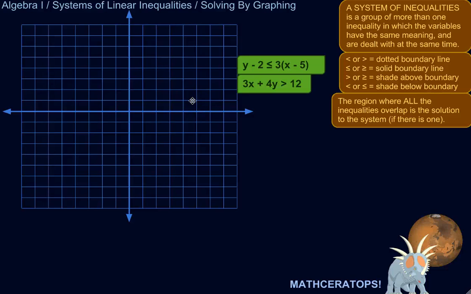All right, so let's find the solution to a system of linear inequalities by graphing the inequalities and seeing where they overlap. It's much like solving a system of linear equations by graphing and seeing where the lines intersect. For inequalities, we're going to have big shaded regions that are called half planes, and the place where those shaded regions intersect or overlap is the solution to the whole system, if there is one. I'll try to remember to show you a situation where there wouldn't be one after I do this.